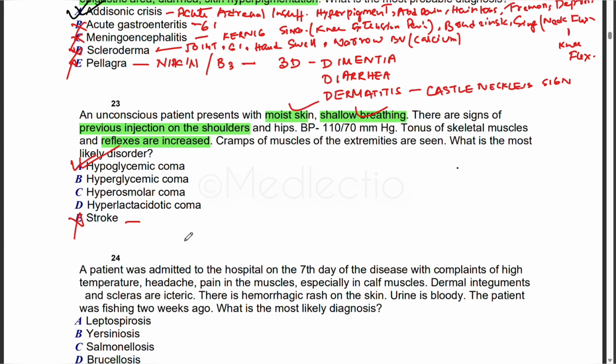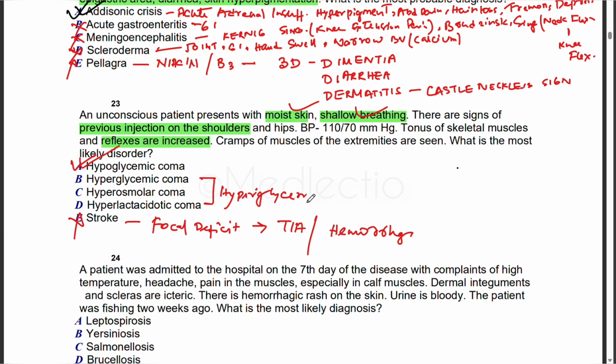In stroke, as I said, we will have focal deficit. It can be two ways. One is TIA, transient ischemic attack, or we can have hemorrhage. As you see, these three are hyperglycemic states, and we will get dry skin. That's all.